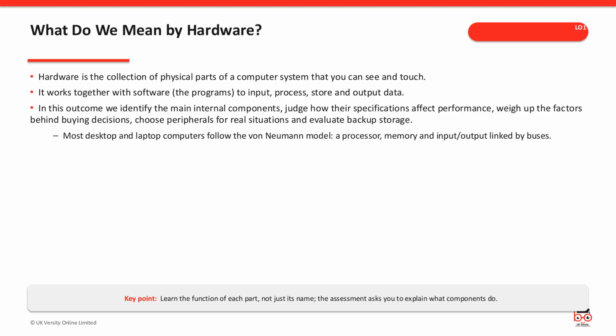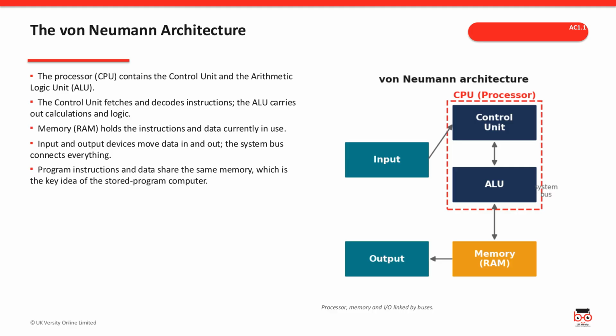Most laptops and desktops follow what is called the von Neumann model: a processor, some memory, and input and output, all linked together. Across this outcome, we will name the main parts, but more importantly, understand what each one is actually for. Let us open the lid on that von Neumann design.